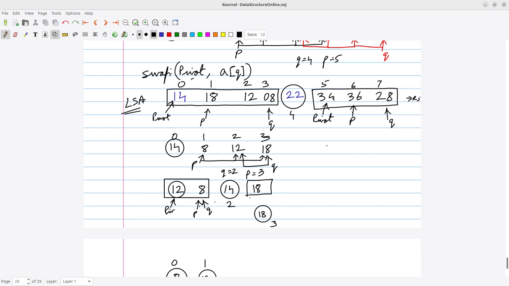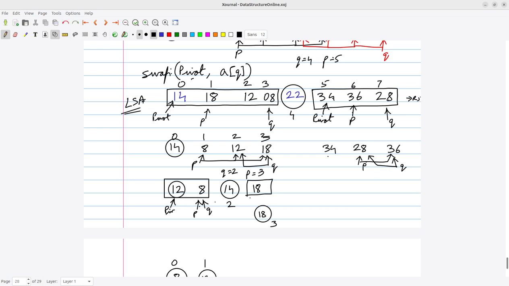So if we swap A of P and A of Q, we will get 34, 28 and 36. Now P is at index 6, here is P and here is Q, and the pivot element is 34. Now we'll check. Is 28 less than 34? True, so P moves ahead. Is 36 greater than 34? Yes, so Q moves over here.